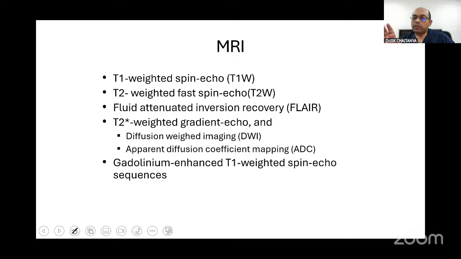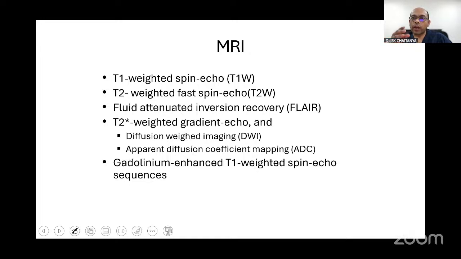So CT scan will show the changes only a little late. To identify an acute stroke, MRI is the modality which can pick up the earliest changes after an acute stroke. MRI, unlike CT, is not a single sequence. MRI has multiple sequences to analyze what's happening within the brain parenchyma.